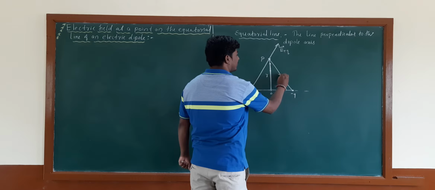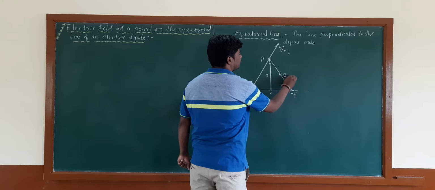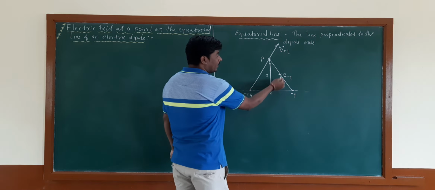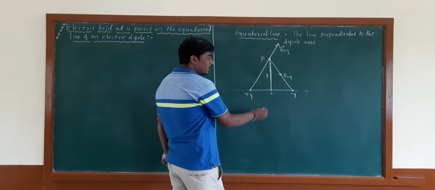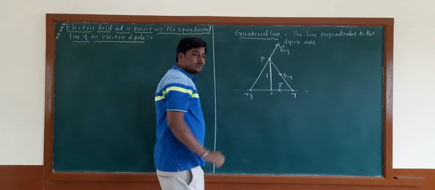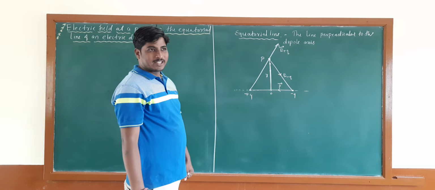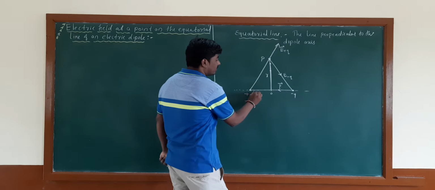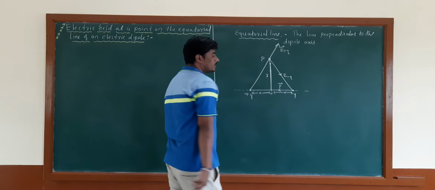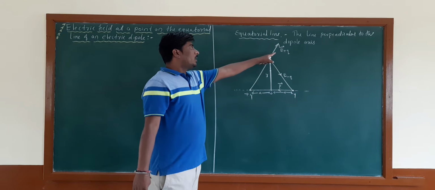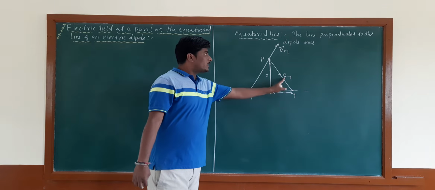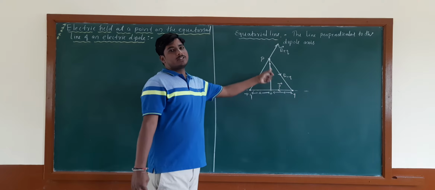So it is nothing but E minus Q. Right? So we have E plus Q and E minus Q. Let this be the direction of the dipole moment, and this is the distance a. E plus Q is the direction of the electric field due to the positive charge at point P. E minus Q is the direction of the electric field due to the negative charge at point P.